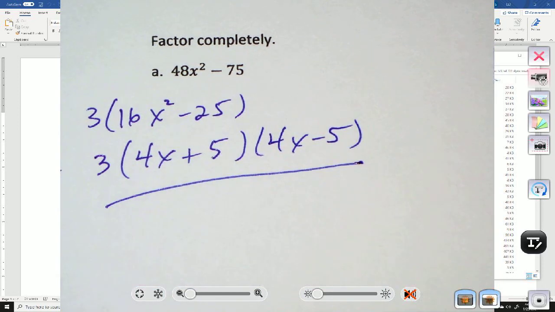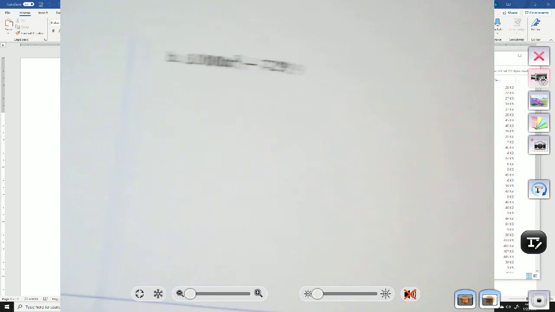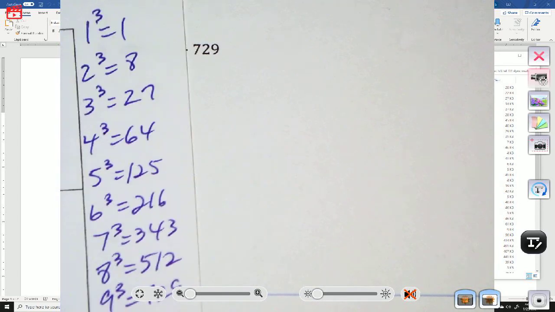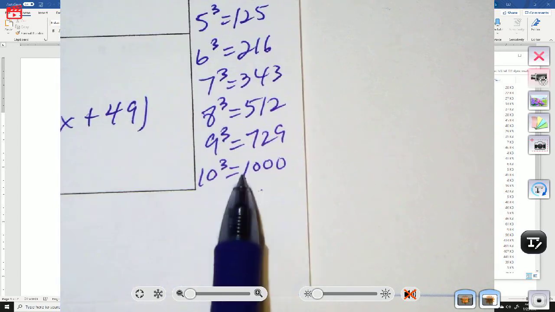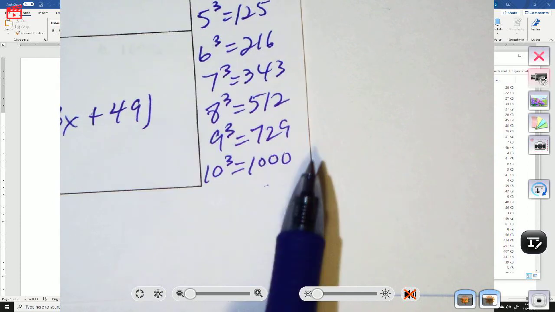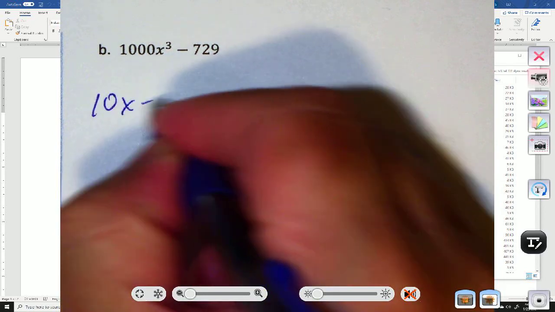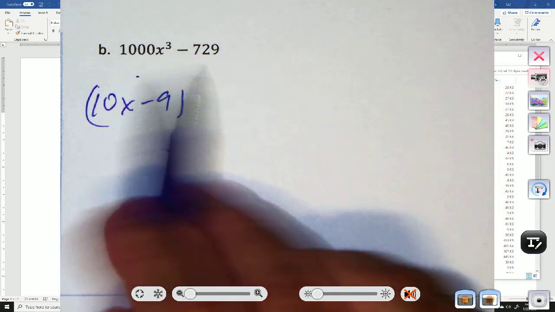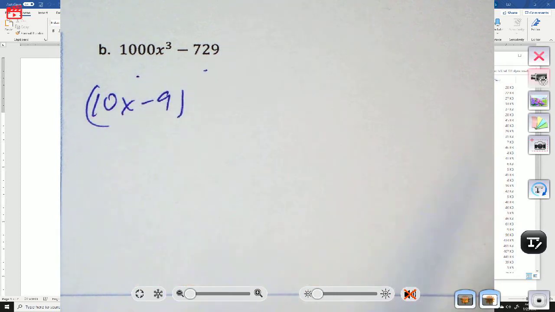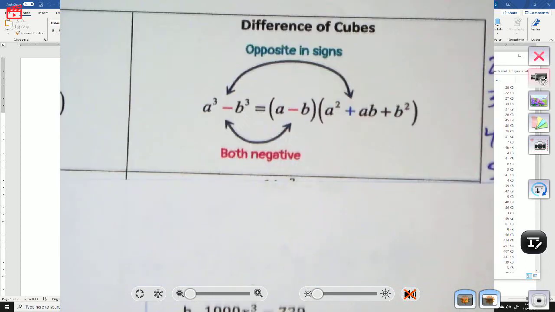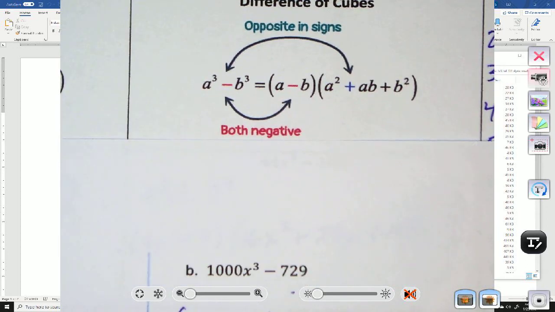Okay? Part B. That's a perfect cube, right? 1000 is a perfect cube. 729 is a perfect cube. Remember this? 1000 is 10 cubed. 729 is 9 cubed. So it's 10x minus 9. This is a difference of two cubes. So I'm using that form, right? Let's see if I can make it fit on here. No, I guess I can't. Alright, so I'm using the a minus b. That's what the 10x minus 9 is.